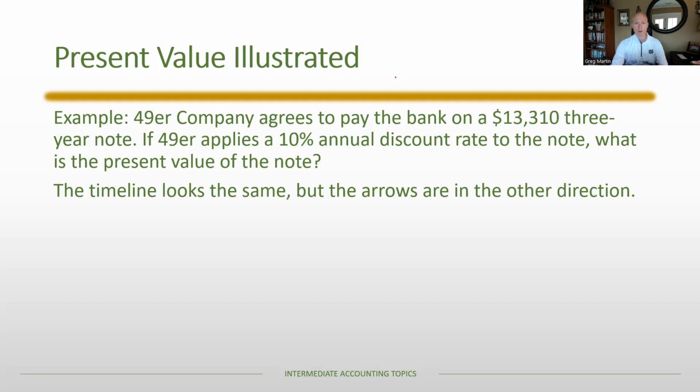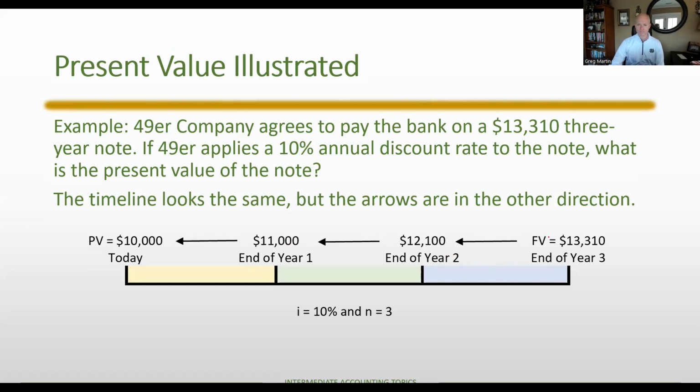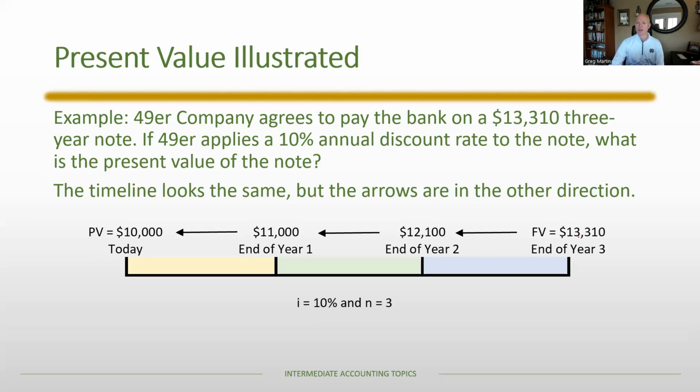All right. So, a company agrees to pay the bank $13,310 at the end of a 3-year note. They apply a 10% discount rate to the note. What is the present value? The timeline really looks the same, but you can see the direction is going backwards instead of forward. So really what we're saying is, okay, I've got $13,310 that they're going to pay in the future. If I have a 10% discount rate and I don't have to pay it for 3 years, how much is that really worth today?